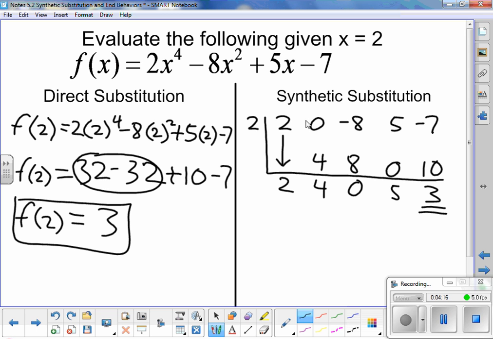So the question should come up, where did this 0 come from? Well, that came from because we had x to the 4th. The next thing should have been an x cubed. It's not there, so technically you have plus 0x cubed here.